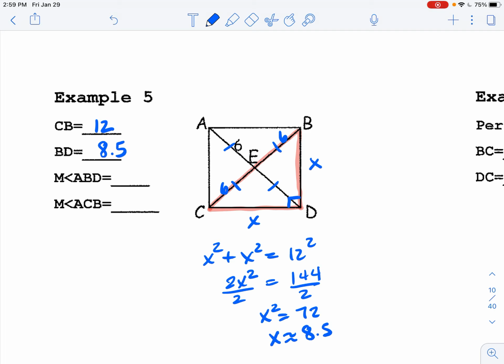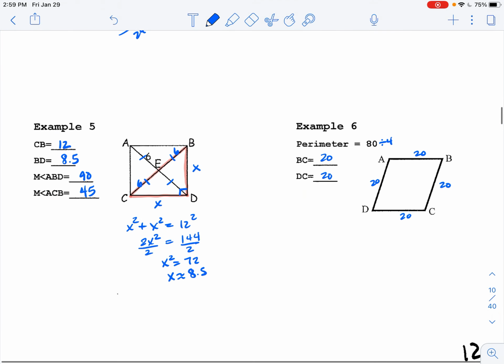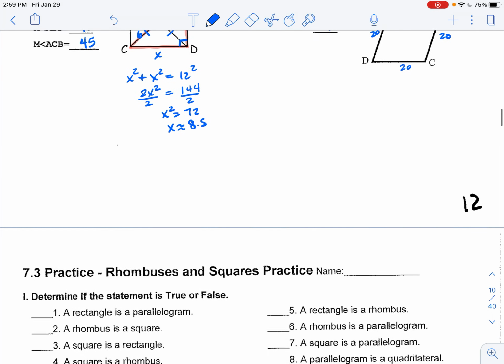Measure of angle ABD, A to B to D, well, this is a right angle, so that's 90 degrees. And the measure of ACB, okay, so we know that the angles are bisected. Half of 90 is 45. And I think that's it.